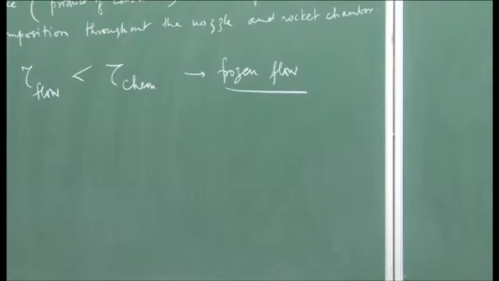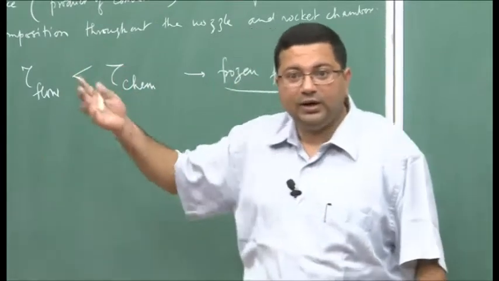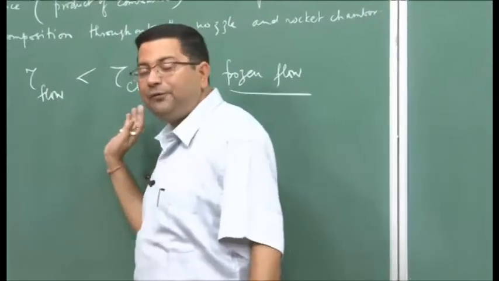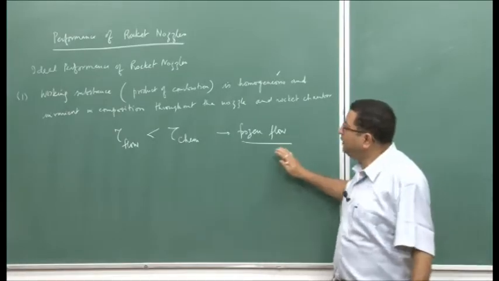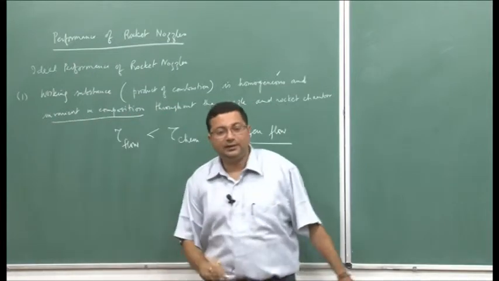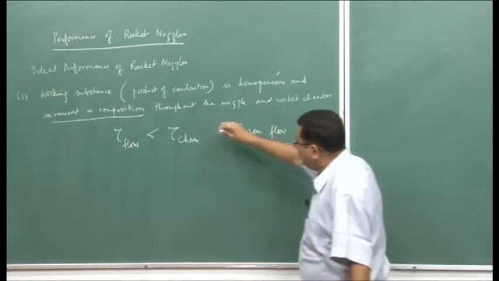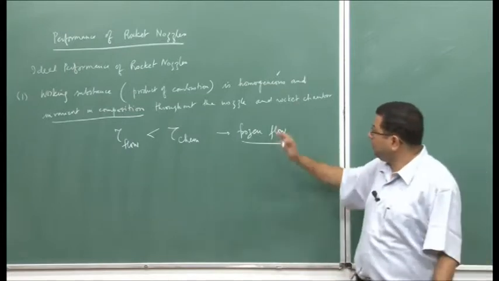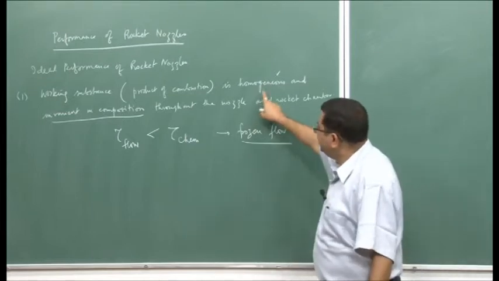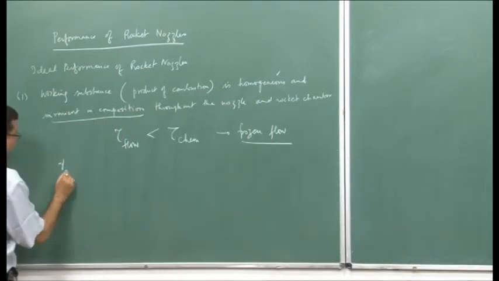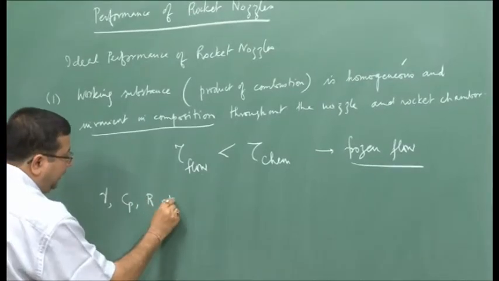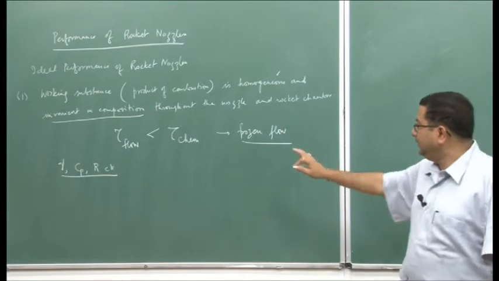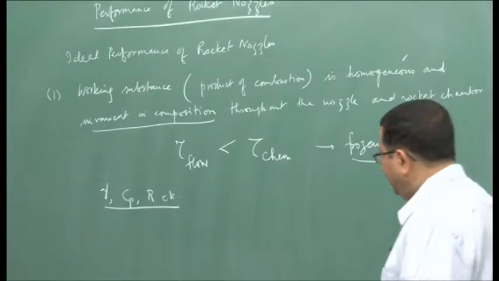Now, typically, these are the conditions which prevail in rockets, because the velocity is supersonic. The flow velocity is supersonic. So, therefore, we usually have frozen flow in the rocket nozzle. So, therefore, we can assume that the composition is invariant. Okay. Therefore, these two assumptions are quite valid as far as rockets are concerned. So, that is one first assumption. And what does this assumption do? It gives us constant values of gamma, Cp, R, etcetera, all through the rocket. Okay. So, now this is one condition which has been identified.